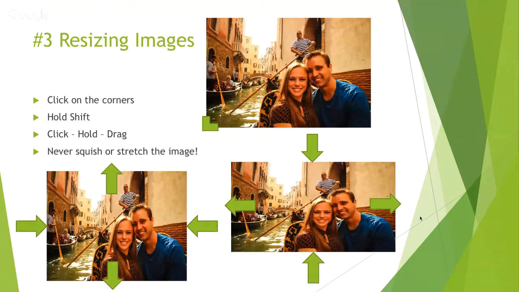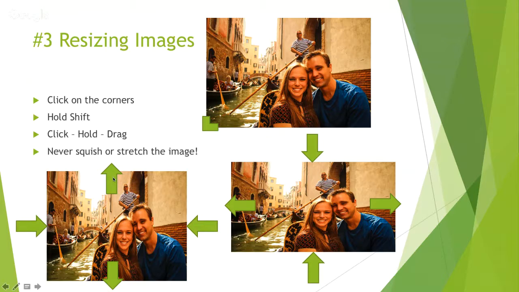Number 3, now we're going to get into more project-specific details. This is really important when you're resizing images. Make sure that you click on the corner, you hold shift, and you drag. So click, hold, and drag, and that's going to keep all of the proportions the same as the original, but you can make it smaller or bigger.